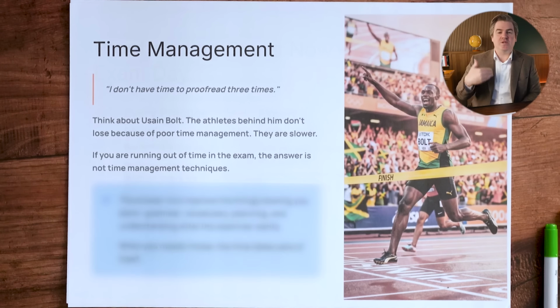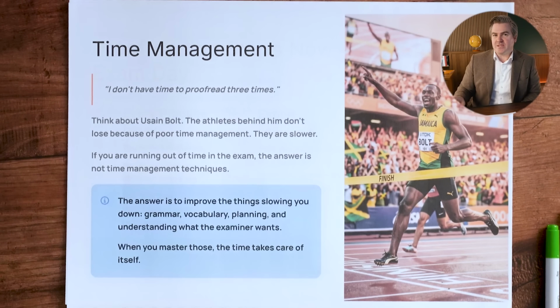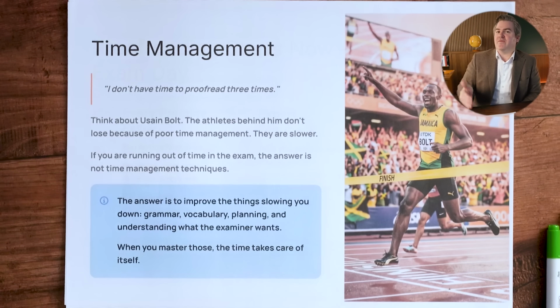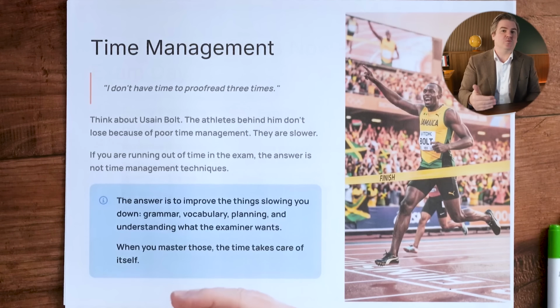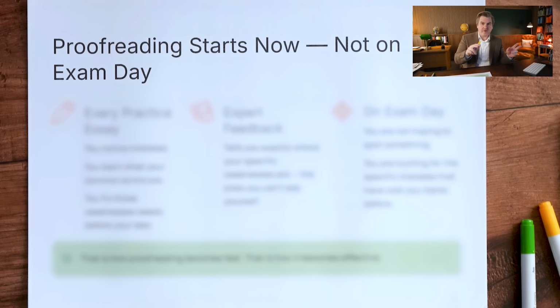So how do they do it? We teach them how to become better at writing. Just like Usain Bolt isn't looking at time management tips, he worked on becoming the fastest runner in the world. You need to work on how to become the best writer that you can be. So proofreading and time management actually starts weeks and months before you ever book your test.